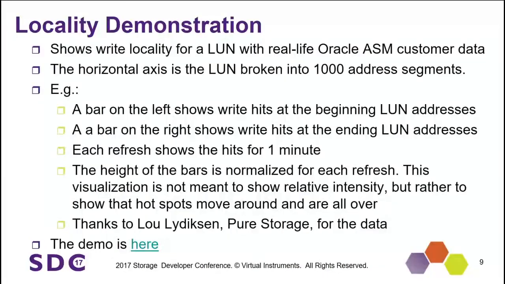So I've got a demonstration. It's showing write locality for a LUN with real-life Oracle ASM access. The horizontal axis is the LUN broken up into 100 parts. So if something comes in at the left, that's towards the lower end of the address range. If it comes in at the right, it's towards the higher end of the address range. And each refresh of what I'm about to show you covers a 1 minute interval.